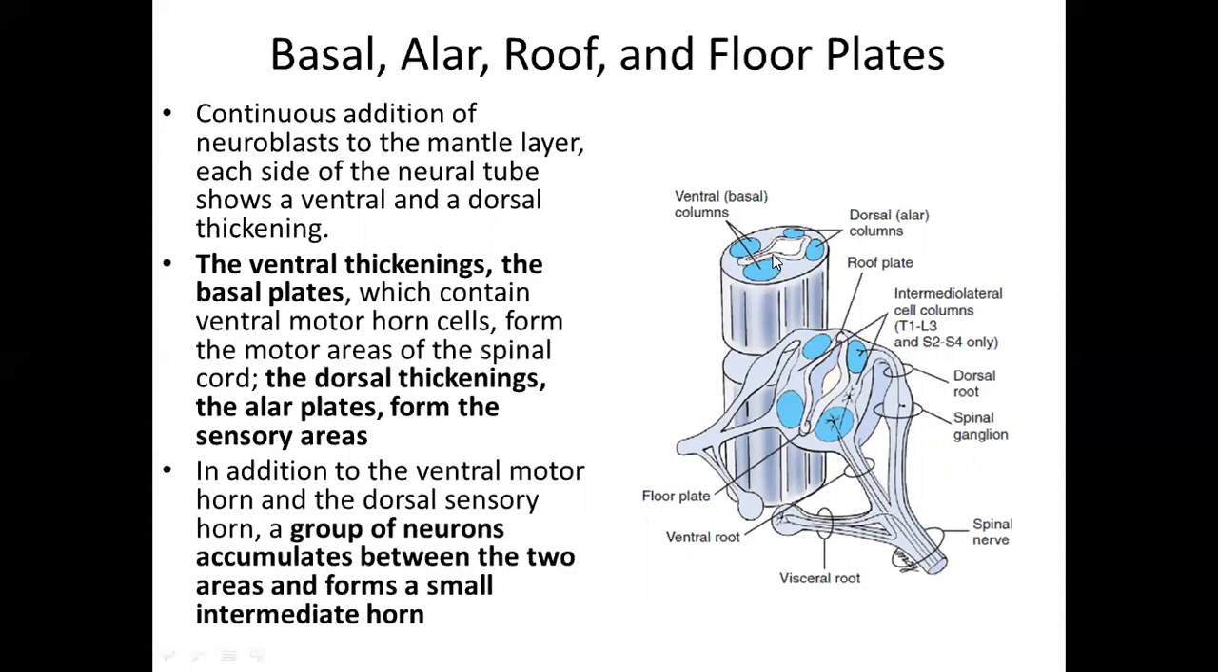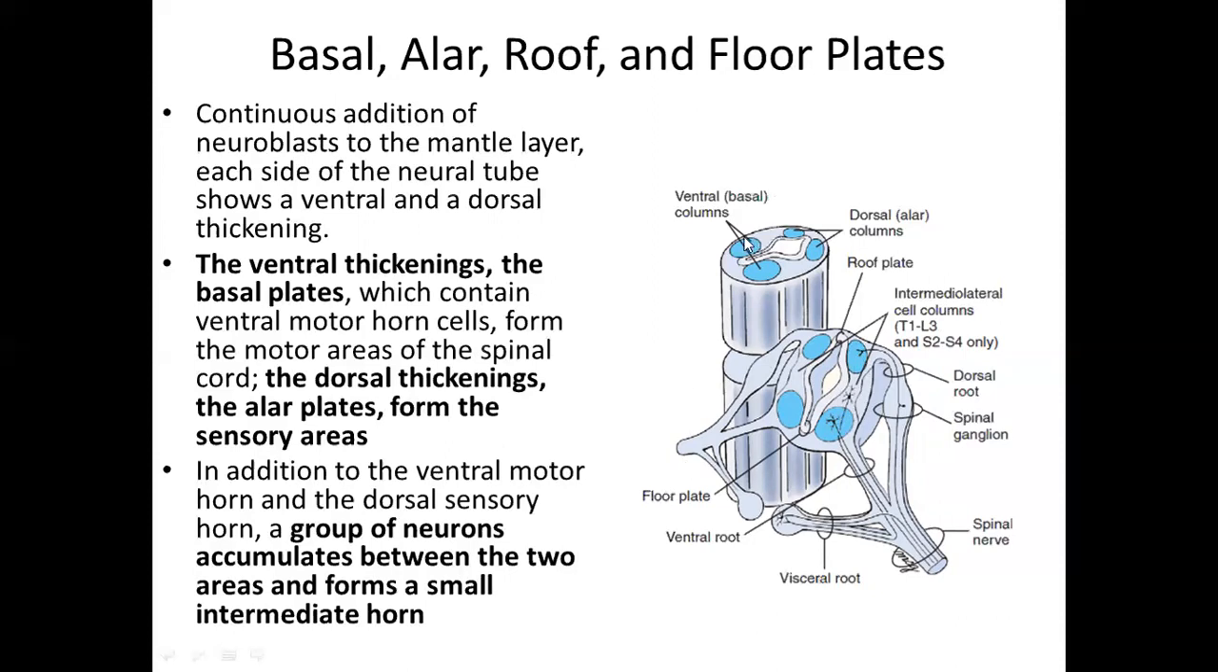Okay, so the ventral or the basal columns will form efferent columns, right? Because they are supplying, they are multipolar neurons. And the dorsal columns or the alar plate will form afferent columns, that is the dorsal thickening. From T1 to L3, there is an additional group of neurons also. This accumulates between these two thickenings. This forms the intermediolateral horn cell in the case of the spinal cord, which is absent in the brain stem. That is why the thoracolumbar outflow mainly has the cell bodies of the sympathetic system.